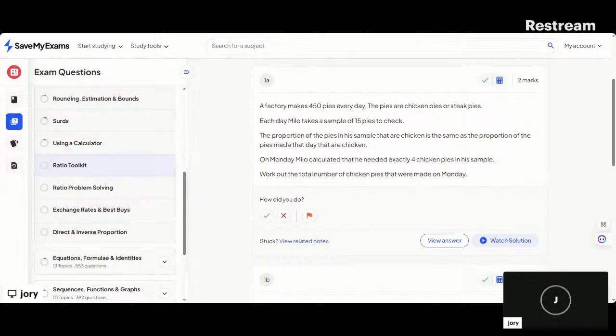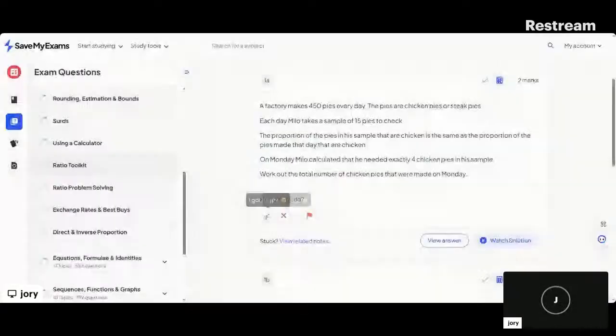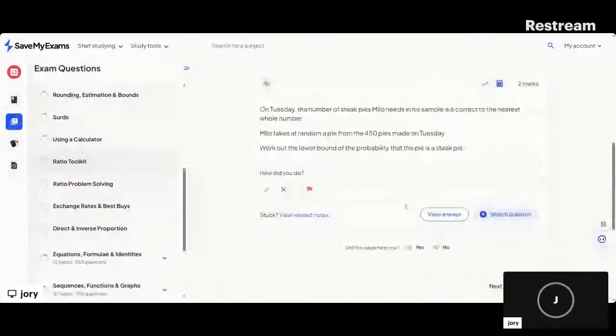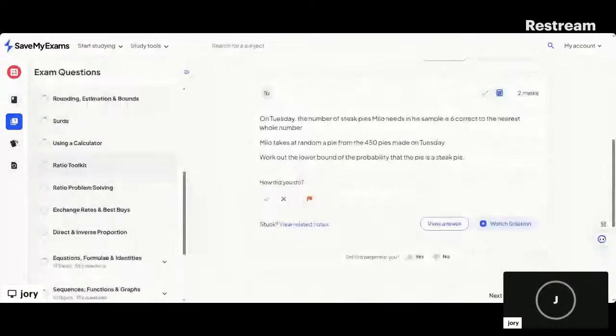Oh, okay. So 4 out of 15 equals x out of 450. That's not that bad. 150 times 4 divided by 15. That's 120 chicken pies. Okay, on Tuesday, the number of steak pies Milo needs in his sample is 6, correct to the nearest whole number. Why can't he take half pies? Milo takes a random pie from those made on Tuesday. Work out the lower bound of the probability that the pie is a steak pie.